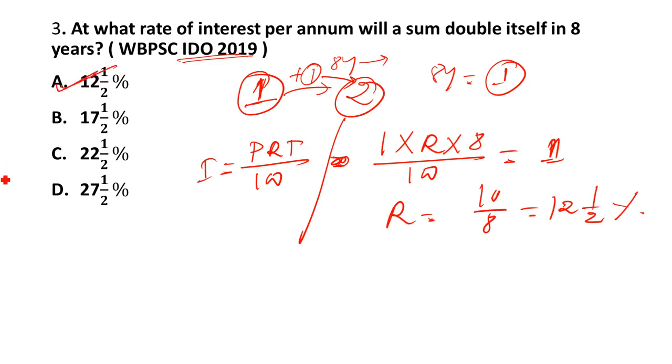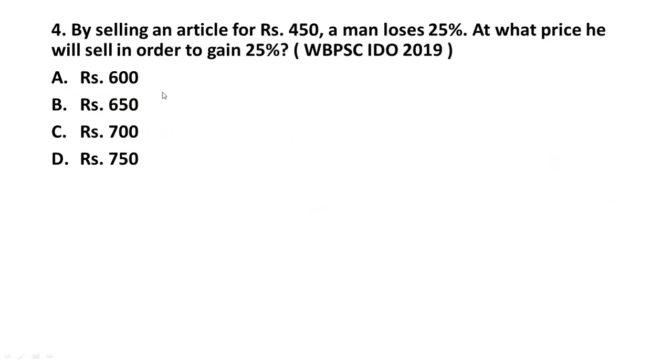Okay. Next question. By selling an article for rupees 450, a man loses 25%. At what price should he sell it in order to gain 25%? So the thing is, there is a common concept. See, you need to consider this. If this is 100, 25% loss means 75, and 25% gain means 125.